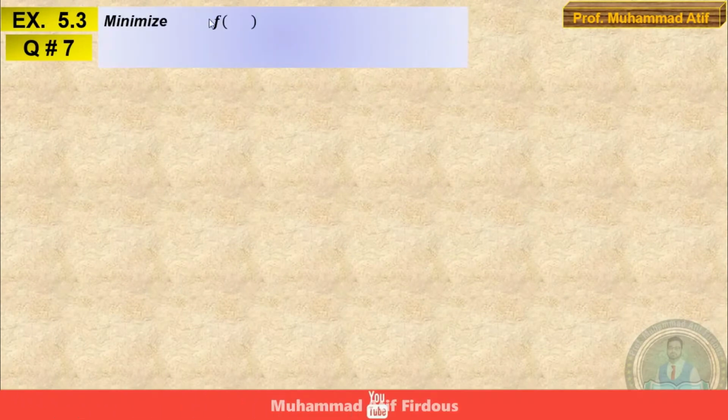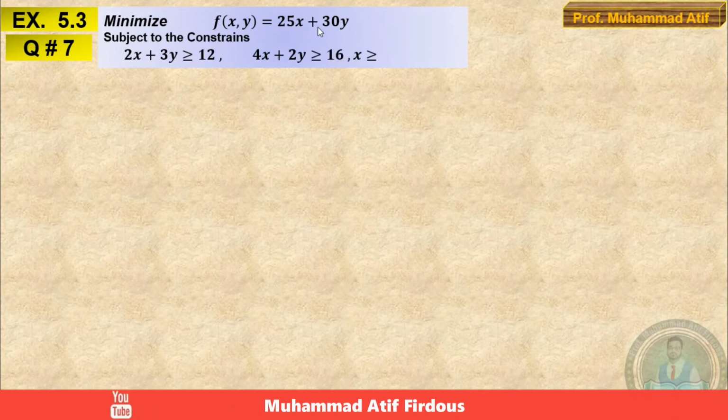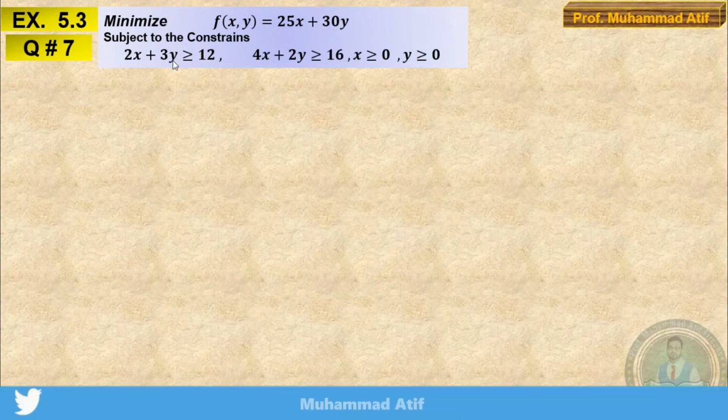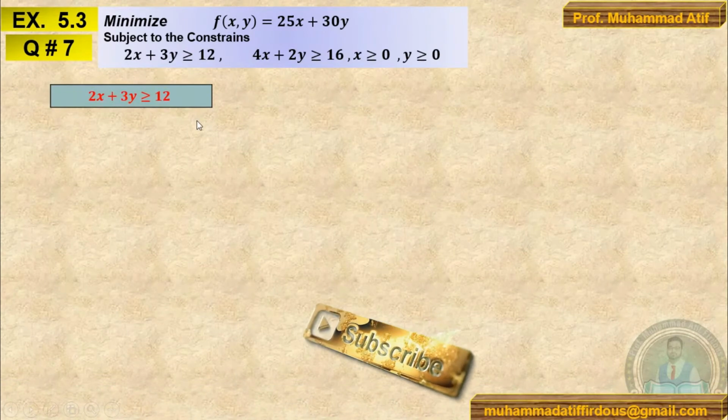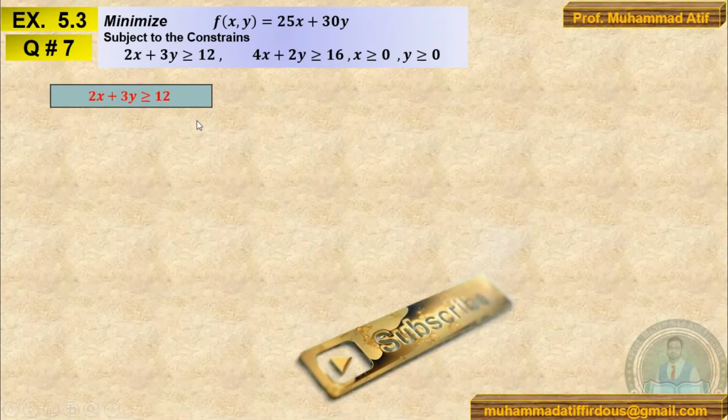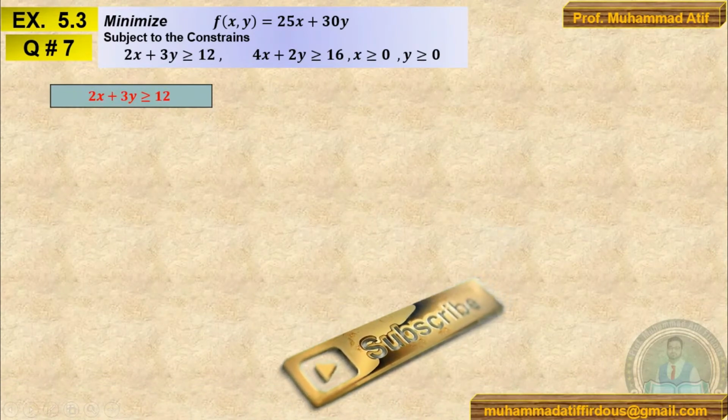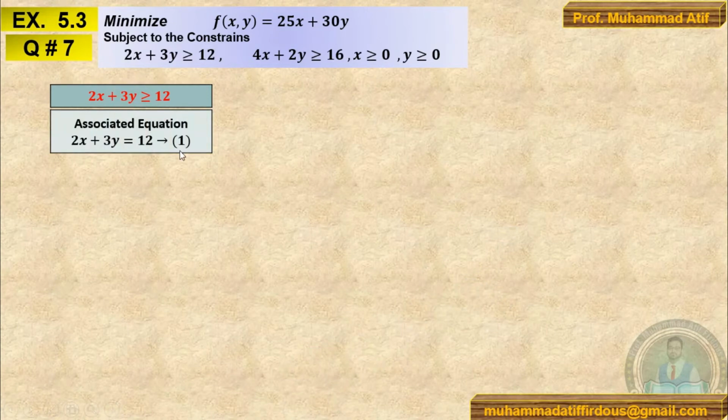So far we have a function which is minimized. We have to check the minimum of the objective function and these constraints. Just solve these constraints. First take 2x plus 3y is greater than or equal to 12. Just first convert this into the associated or corresponding equation. You can say this is your equation number 1.